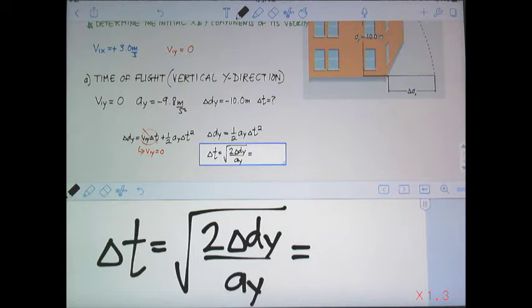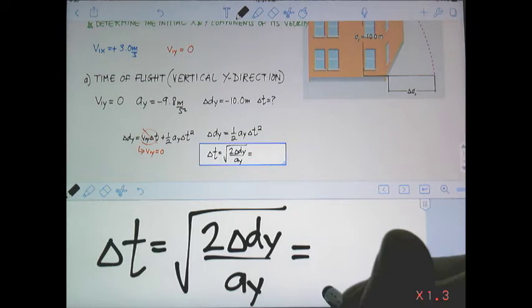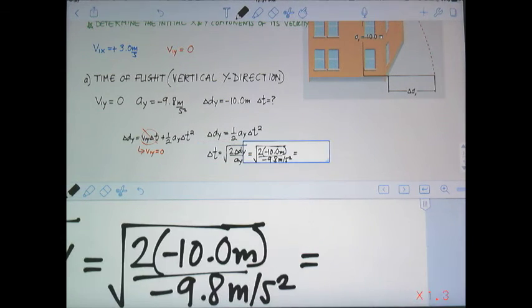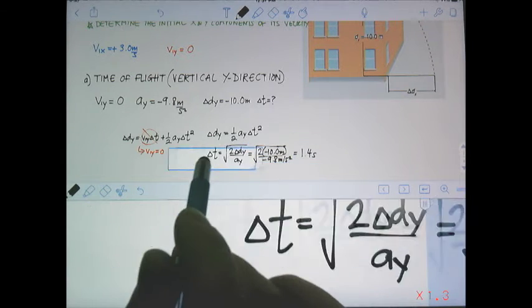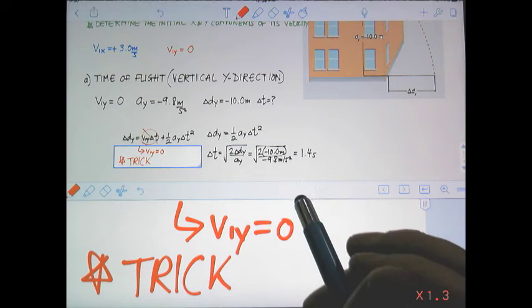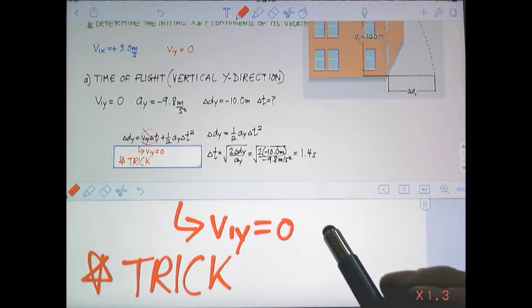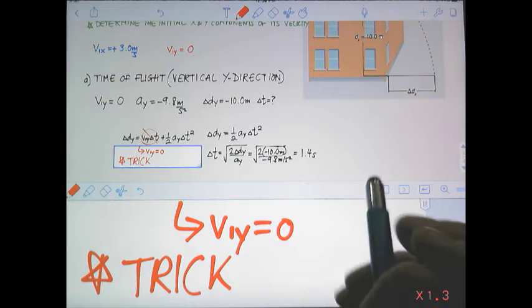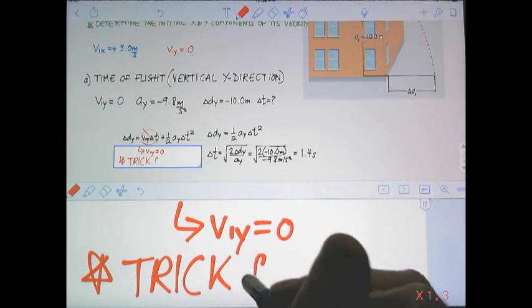When you do, please use plus or minus to indicate the direction. So this becomes the square root. Punch it into your calculator and tell me the answer to two significant digits. You get 1.4 seconds. Anytime there's a type 1, you'll get this situation happening where you cancel out v1y delta t because v1y is 0. So this is a bit of a trick for all type 1s.